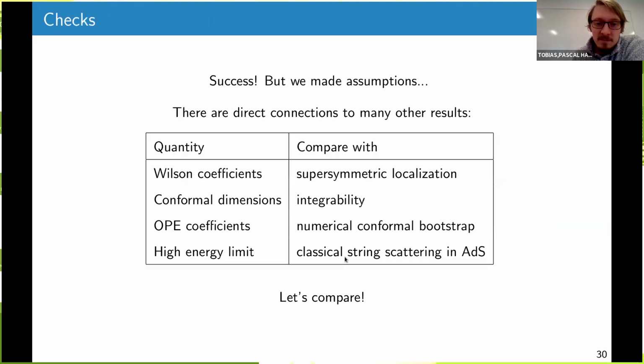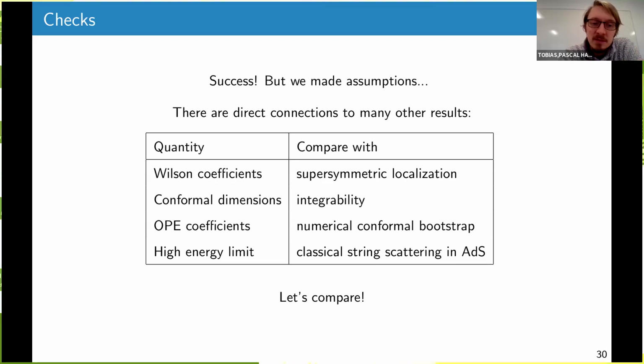Okay, so we have a result. Of course we made assumptions, so we need to do checks. But luckily, this result is connected to many other results that have been found in the past. So we have these 4 quantities that can be compared with different computations.